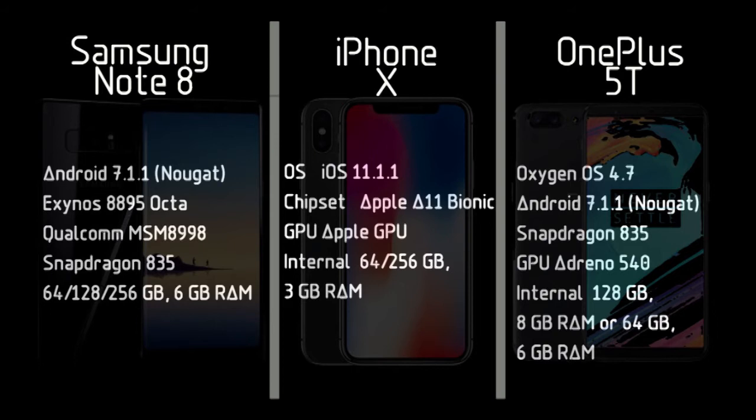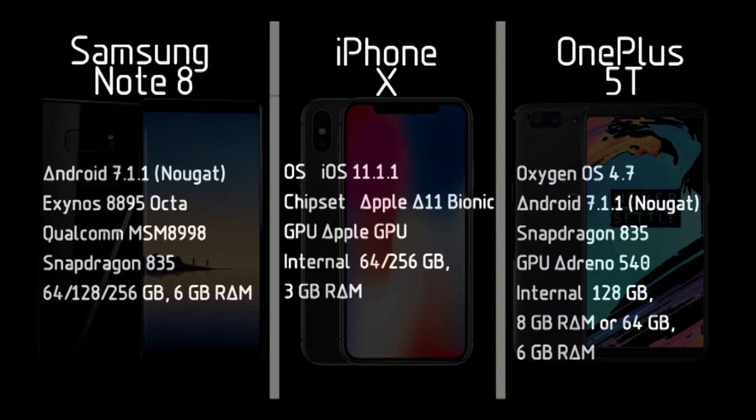Now moving forward to the iPhone 10. This device comes with the iOS 11.1.1 as the default OS. It has the Apple A11 Bionic chip, and the GPU is Apple's very own. The internal storage on this device is 64/256GB, and the RAM on this device is 3GB.